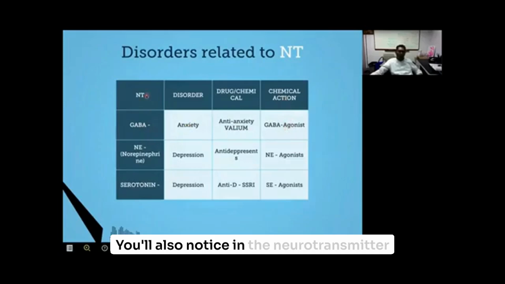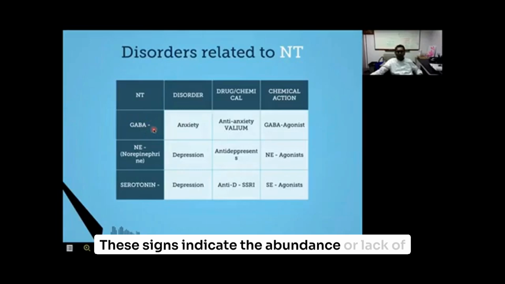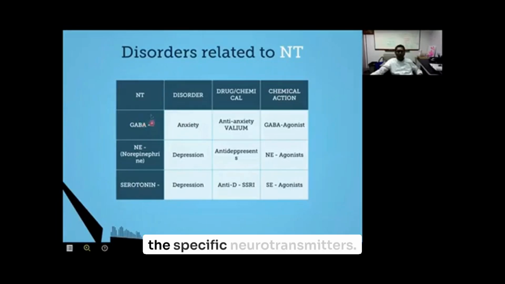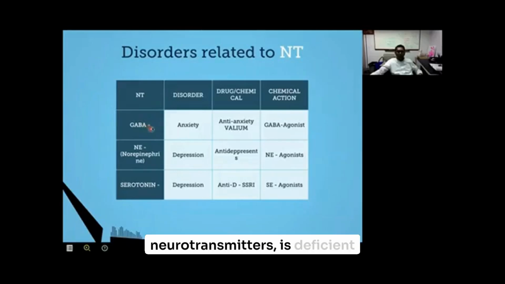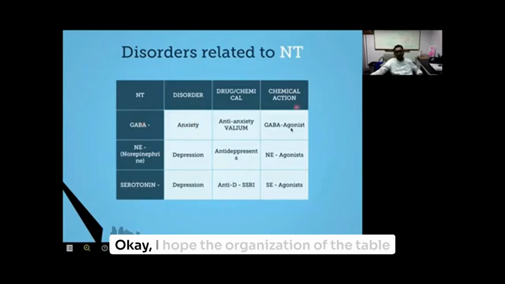You'll also notice in the neurotransmitter column, there is a negative sign. These signs indicate the abundance or lack of the specific neurotransmitters. A negative sign means that that particular neurotransmitter is deficient, associated with a specific disorder. Okay, I hope the organization of the table makes sense.